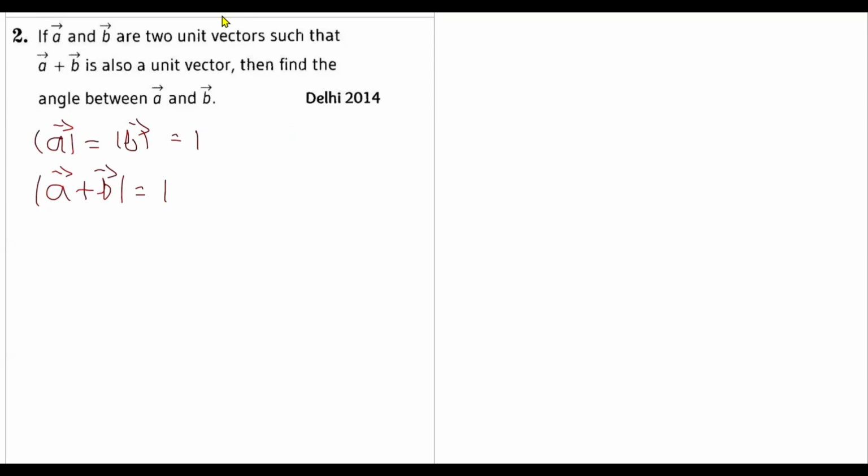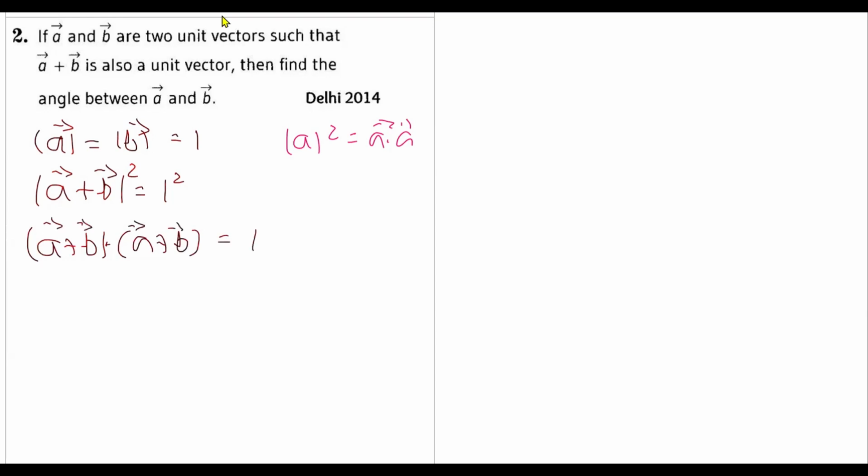So what we will do first is find its square. Using the relation that A magnitude square is A dot A, I can write the magnitude of A plus B squared as A plus B dot A plus B, which is equal to 1 square.